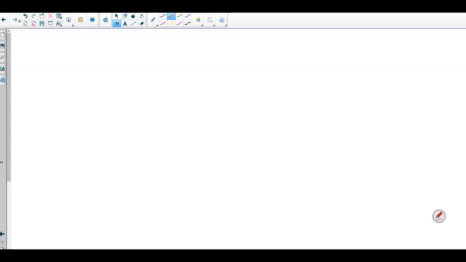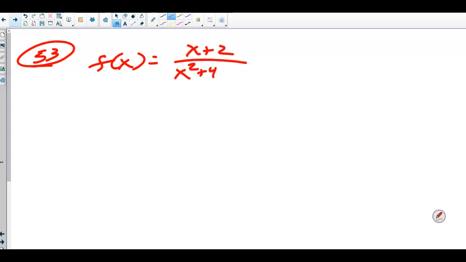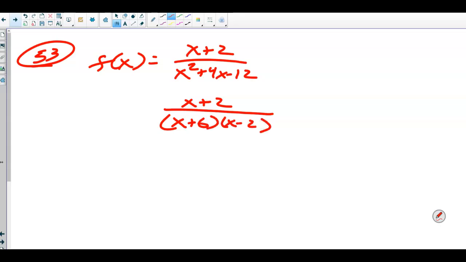Number 53, identify the domain. Domain is simply what can x be. In number 53, they're giving you f of x equals x plus 2 over x squared plus 4x minus 12, which means this is x plus 2 over x plus 6, x minus 2. The domain is all reals except -6 and 2. We've got to understand you cannot have a 0 in your denominator. That's essentially it. Any other x would work.